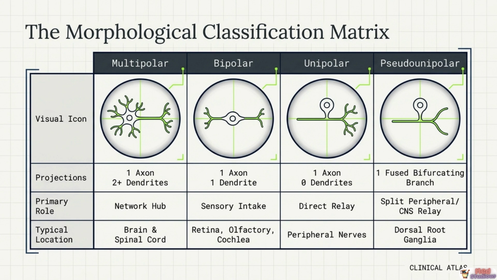The true unipolar neuron has a single projection serving as both axon and dendrite. While rare in adult humans, it serves as a direct relay. Finally, the pseudo-unipolar neuron has one fused projection that bifurcates into two long axon-like branches, with zero true dendrites emerging from the soma. Its primary role is to act as a split peripheral to CNS relay, rapidly transmitting touch, pain, and temperature, and it is classically located in the dorsal root ganglia.